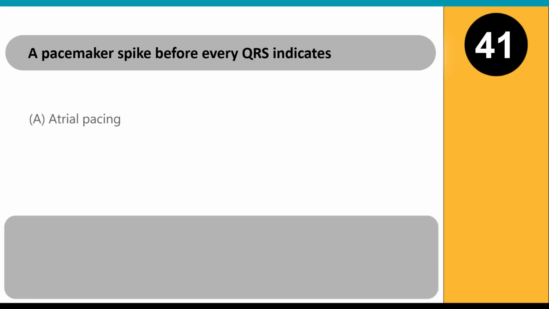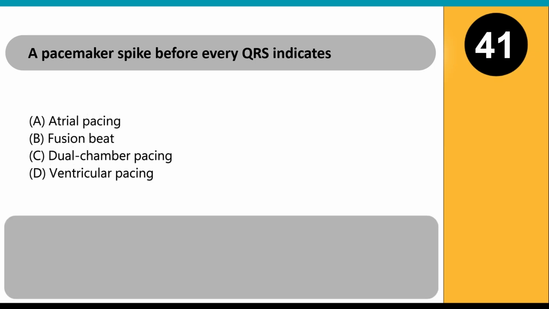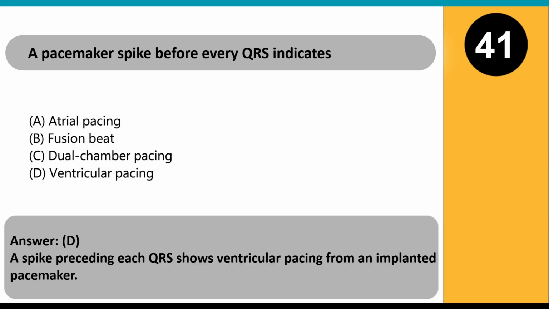A pacemaker spike before every QRS indicates: A. Atrial pacing. B. Fusion beat. C. Dual chamber pacing. D. Ventricular pacing. Answer D. A spike preceding each QRS shows ventricular pacing from an implanted pacemaker.